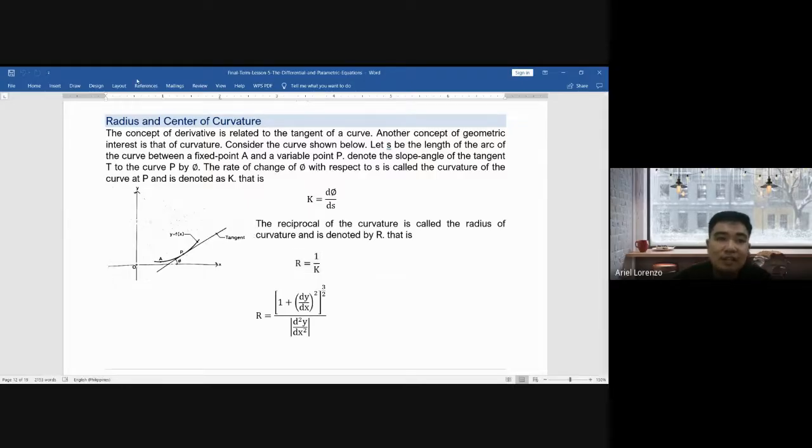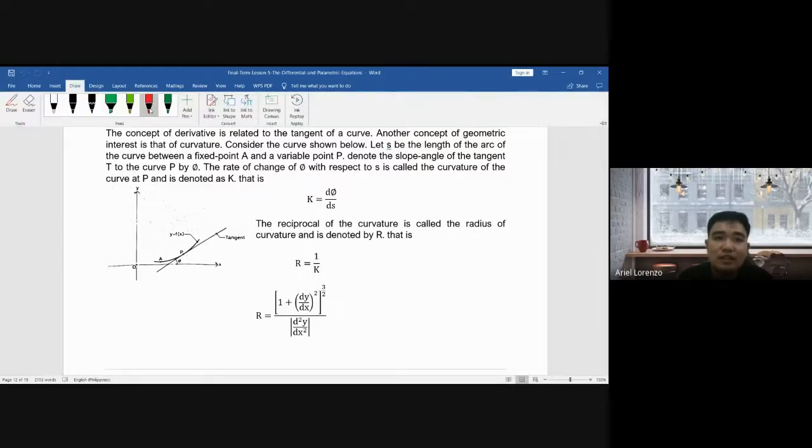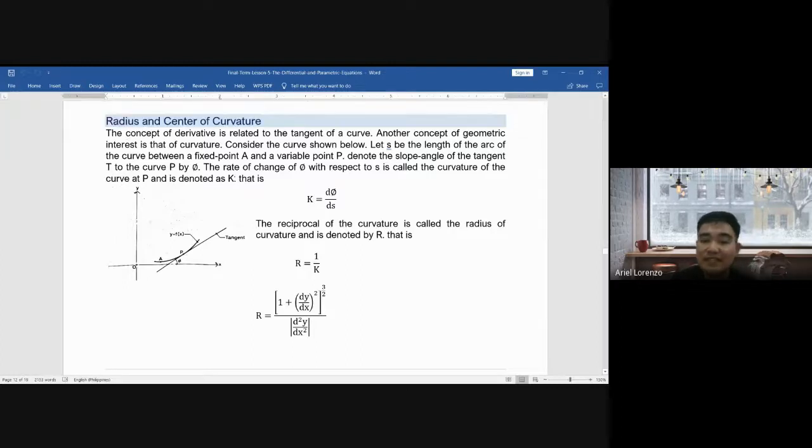Based on the definition here, class, I'll just read the definition. The concept of derivative is related to the tangent of a curve.